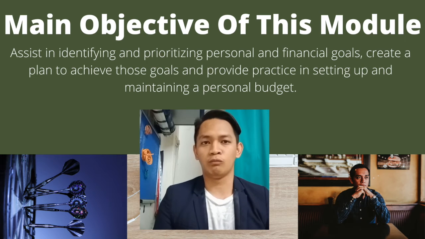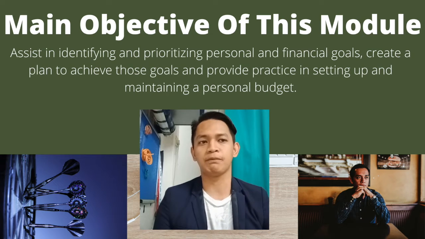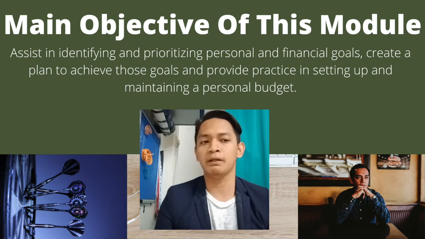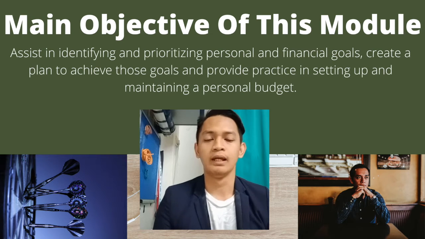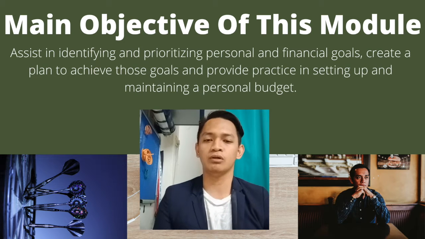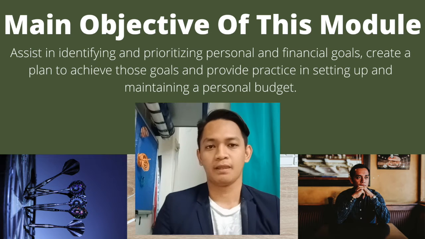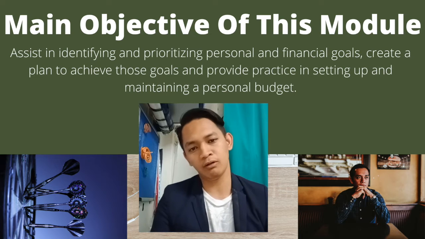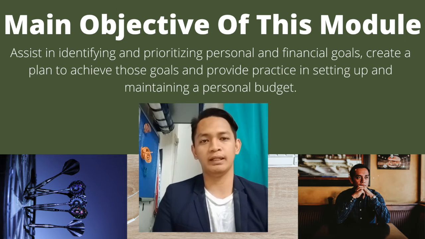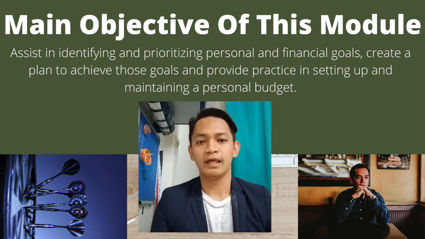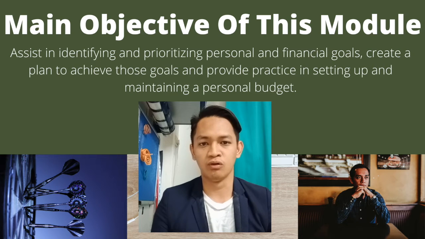The main objective for our module is to assist in identifying and prioritizing personal and financial goals, create a plan to achieve those goals, and provide practice in setting up and maintenance of personal budgeting. This is because our young generation right now do not make any budgeting for their financial term. For example, when they have received their scholarship money or their loan money, they do not make any saving or any budgeting in order to control their expenses in each semester or each month.